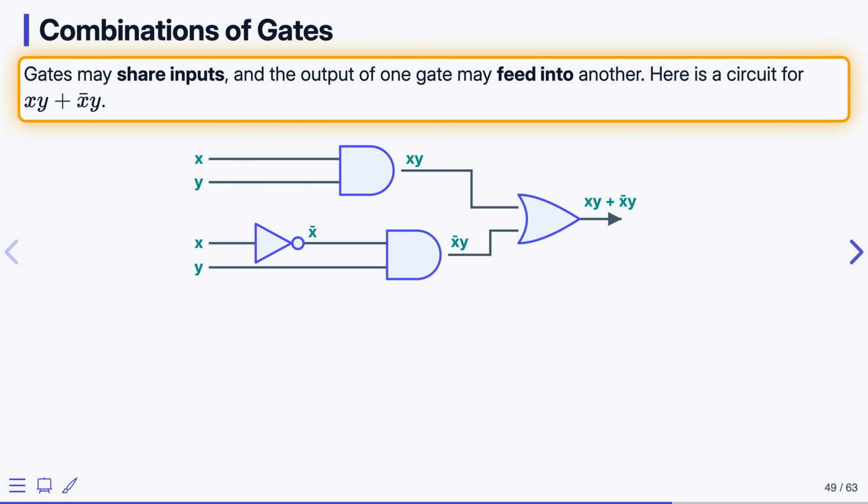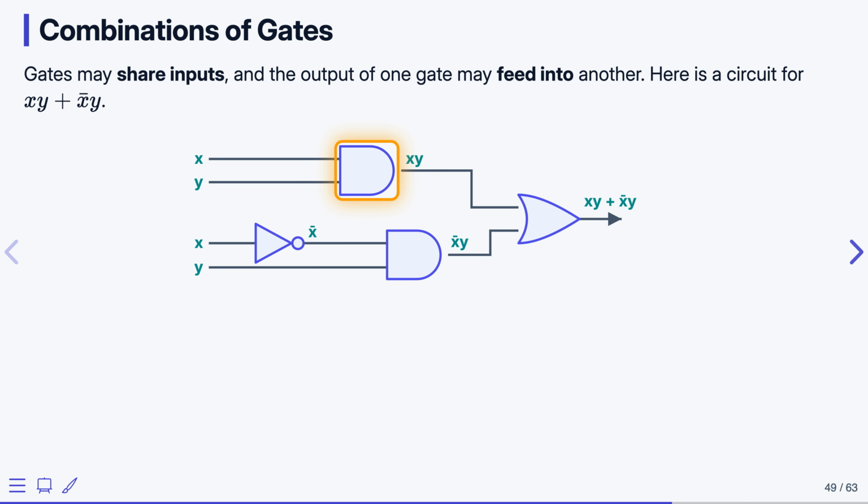Now we join gates into a real circuit. Gates may share inputs, and the output of one gate may feed into another. This circuit outputs xy plus bar x y. Read it from left to right. The top AND gate takes x and y and gives xy. Below it, an inverter turns x into bar x. A second AND gate then takes bar x and y and gives bar x y. Finally, an OR gate adds the two products together.